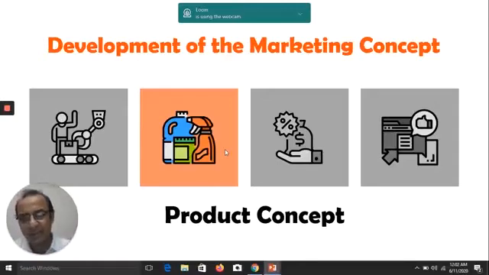I can give you some examples. Coca-Cola says they are producing the best cola drink in the market. Sony Corporation, we can say, they're saying that they're producing the best televisions and offering them to the market. McDonald's claims that they're producing the best burger. KFC, Kentucky Fried Chicken, they're saying that they're producing the best fried chicken, and they're offering it to the market. So these are all product concept.